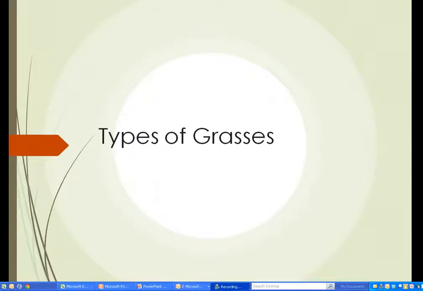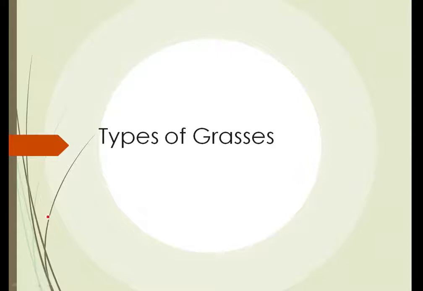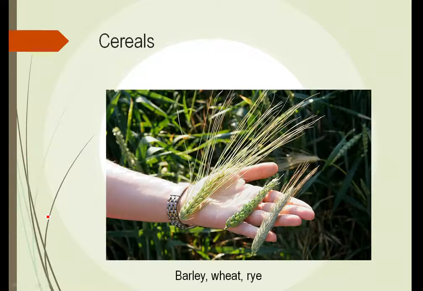Unit 4, Part 2, Types of Grasses. In this section of Unit 4, we'll look at the most common types of grasses that humans use, the structure of those grasses, how we use them, and how they grow.